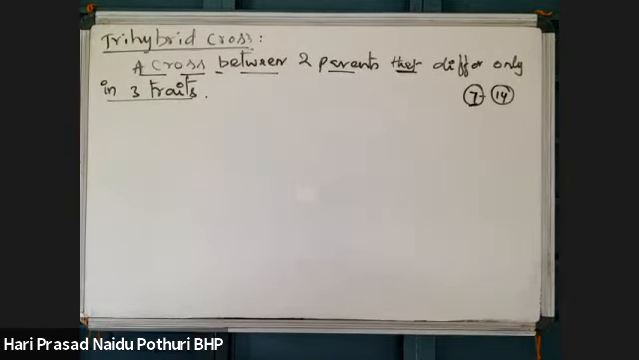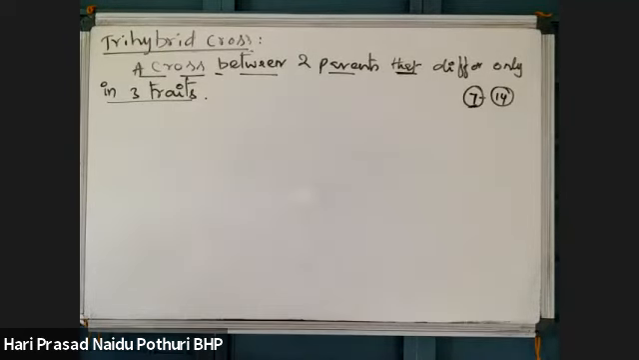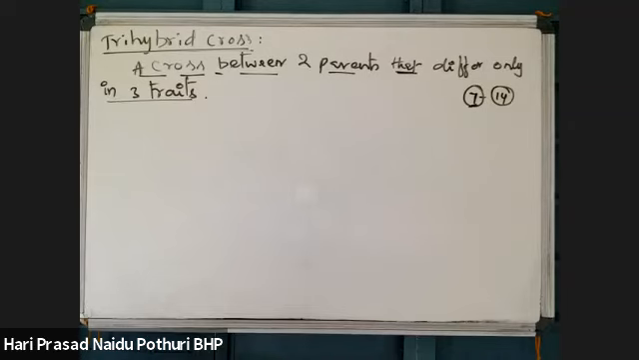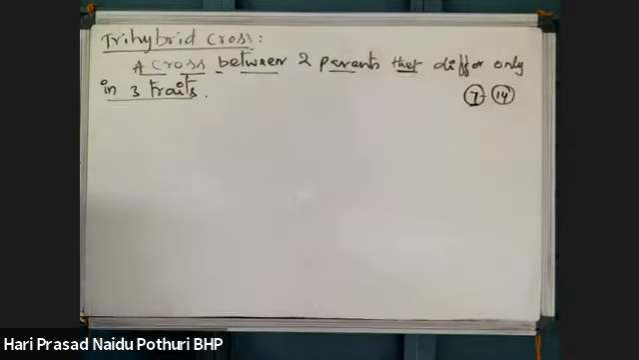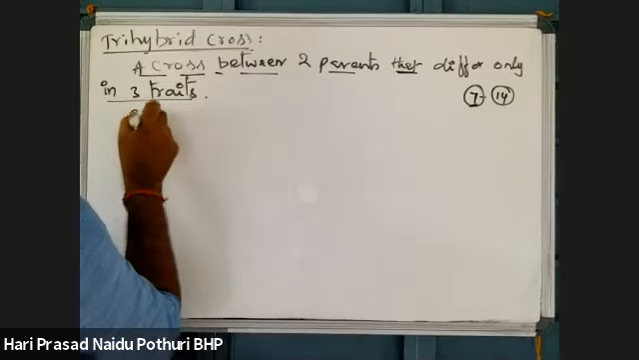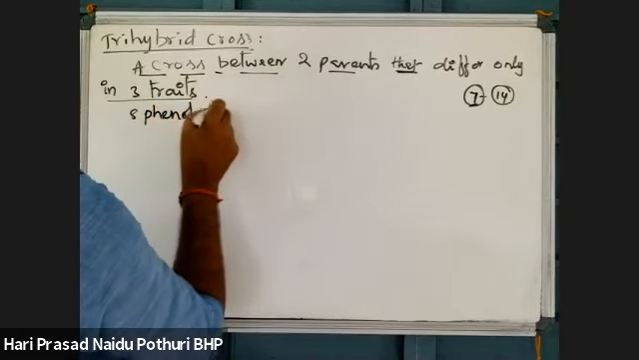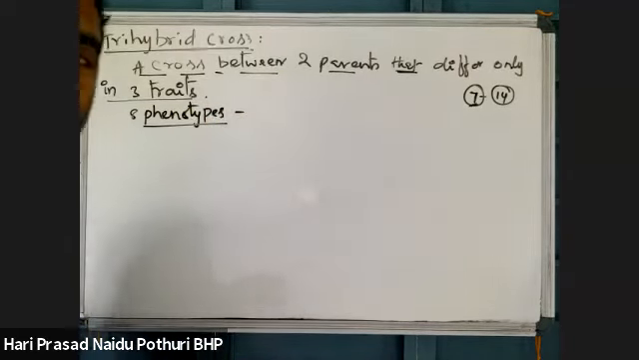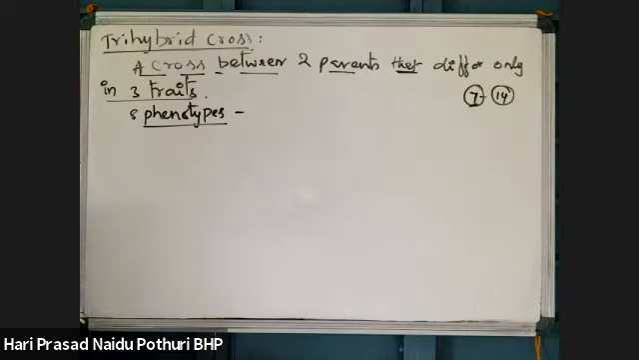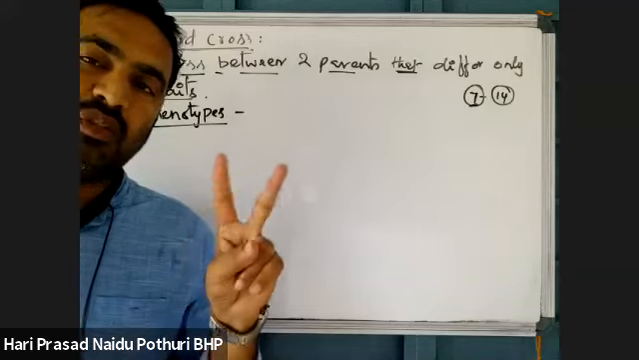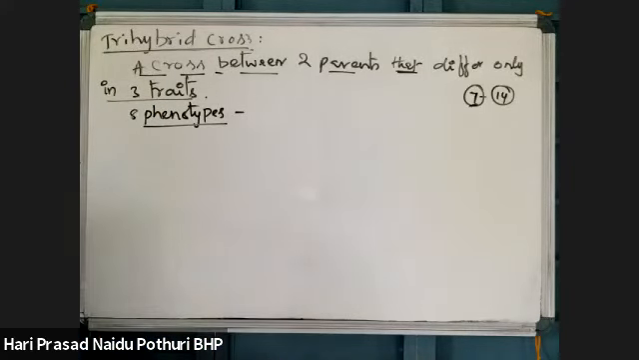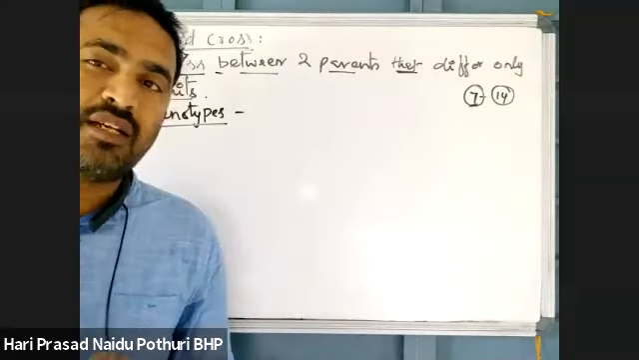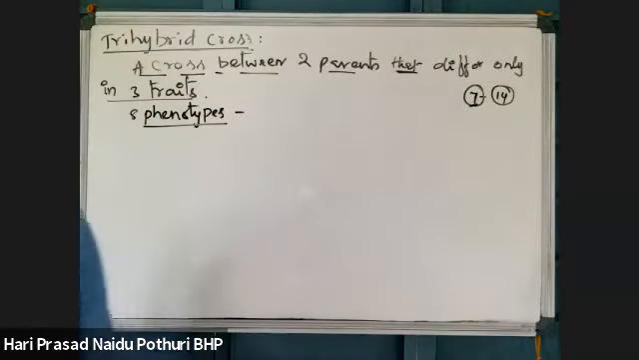By the trihybrid cross, he found phenotypes and genotypes. There are 8 phenotypes possible. How many phenotypes are possible in a monohybrid cross? The number of phenotypes in a monohybrid cross is 2, tall and dwarf. The number of phenotypes in a dihybrid cross is 4. And the number of phenotypes in a trihybrid cross is 8.